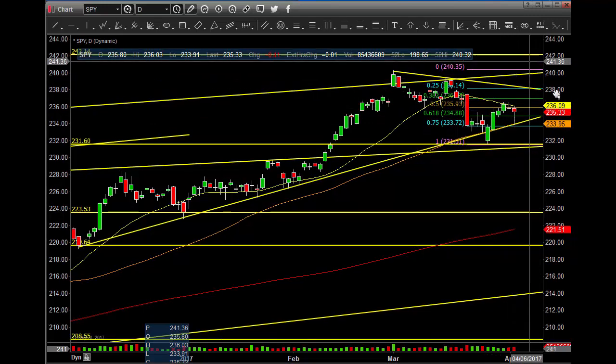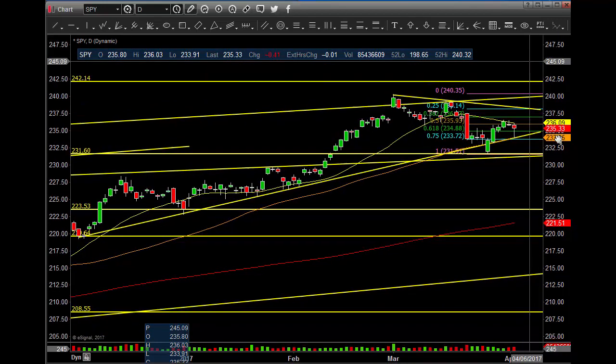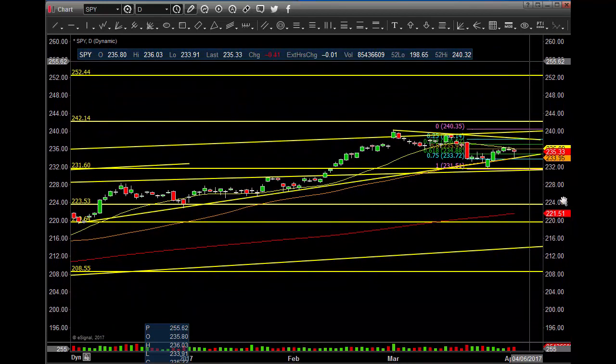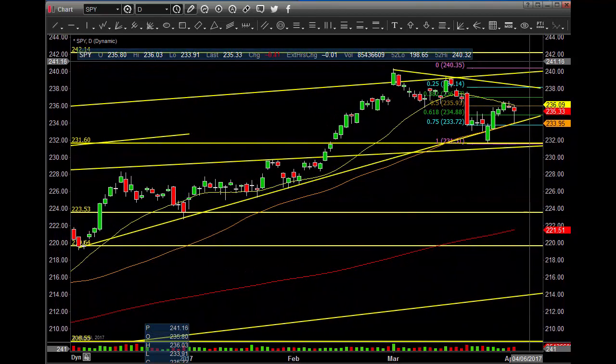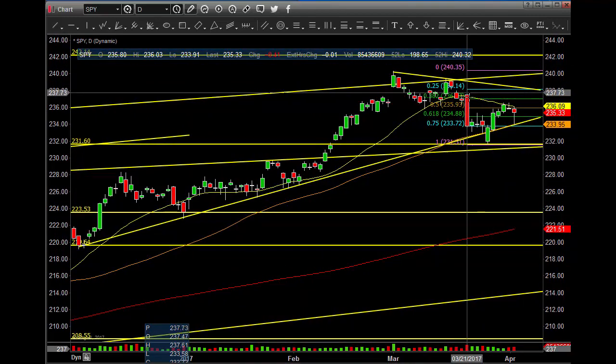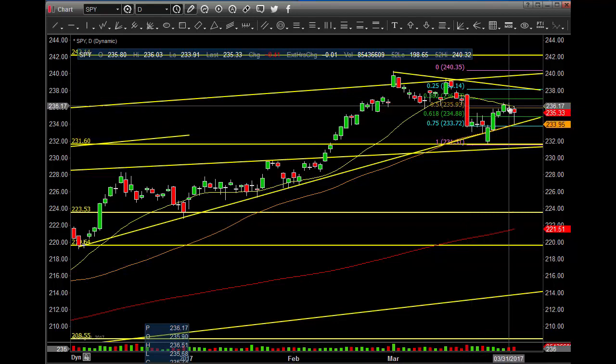But if you break up, you can have a 242 area of resistance, and you have the 250, 252, 244 area of resistance. If we go that high, that's some good resistance up in there. Again, we're still a little bit bearish with this setup here. So let's see, take it each day. Let's see what the next 4 days bring us in these markets.